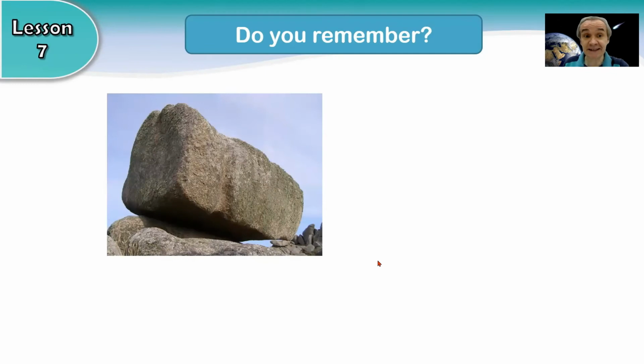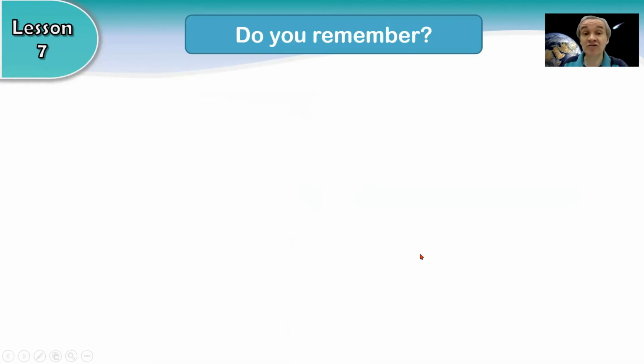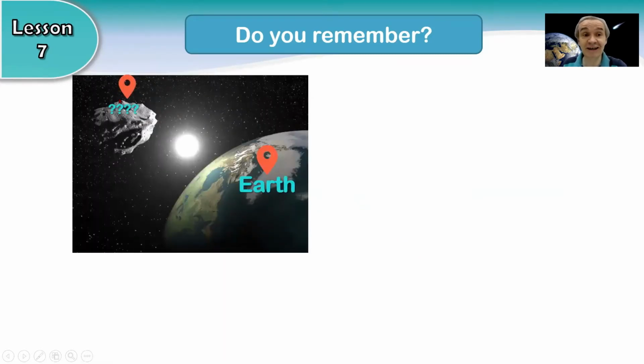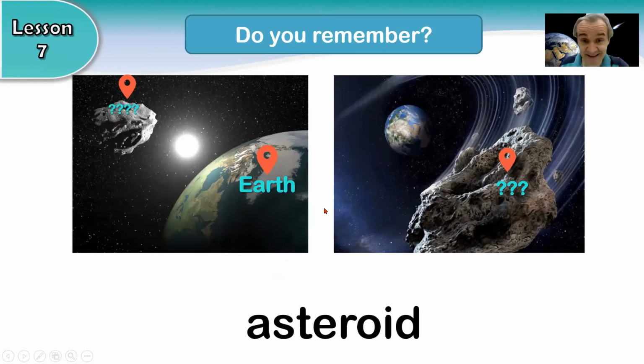Now, remember what this is. It's very big, very heavy. It is a rock. Now, sometimes we have rocks in space. As you can see, here is a rock on its way to the Earth. They fall from other planets and they fly through space. What are they called? In English, we call them asteroids. So asteroids fly through space.